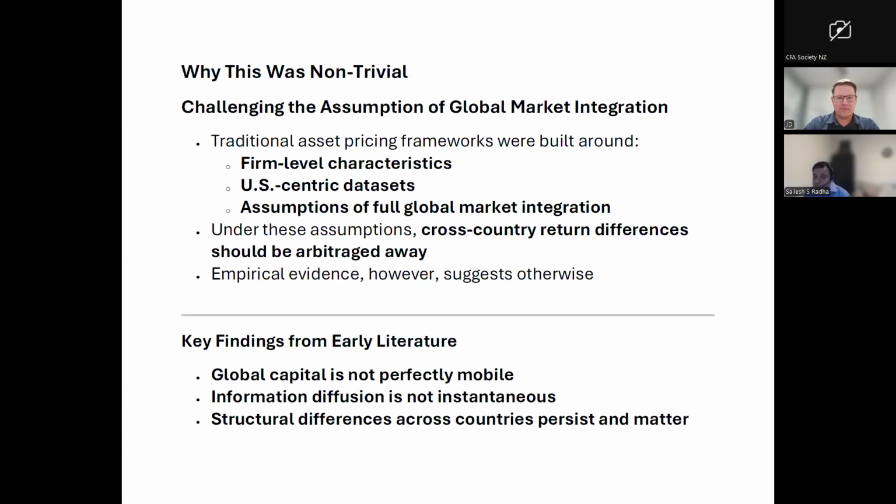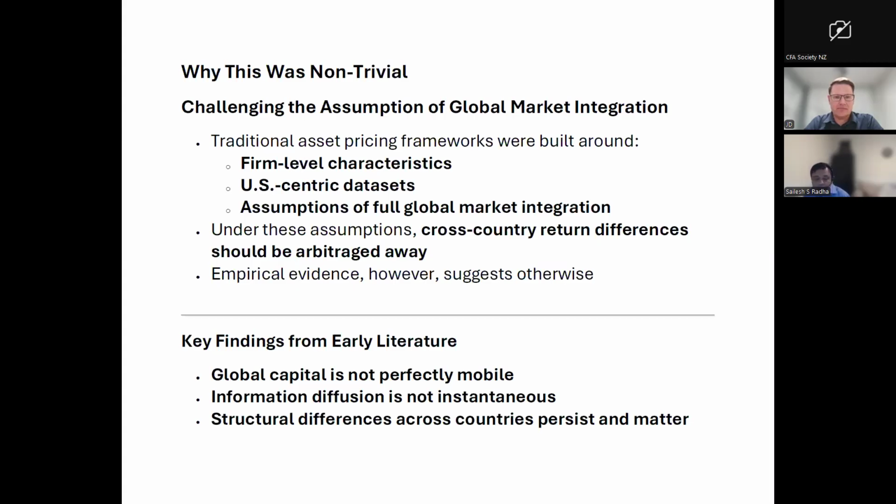This is not a trivial finding. Why? Because traditional asset pricing theory assumed global markets are largely integrated, because the traditional asset pricing frameworks, the APTs and all the CAPMs and the Fama French three-factor, they all assumed, and they were all built around, firm-level characteristics, US-centric data series and data sets. An assumption was full global market integration. Of course, under these assumptions, cross-country return differences should be arbitraged away.